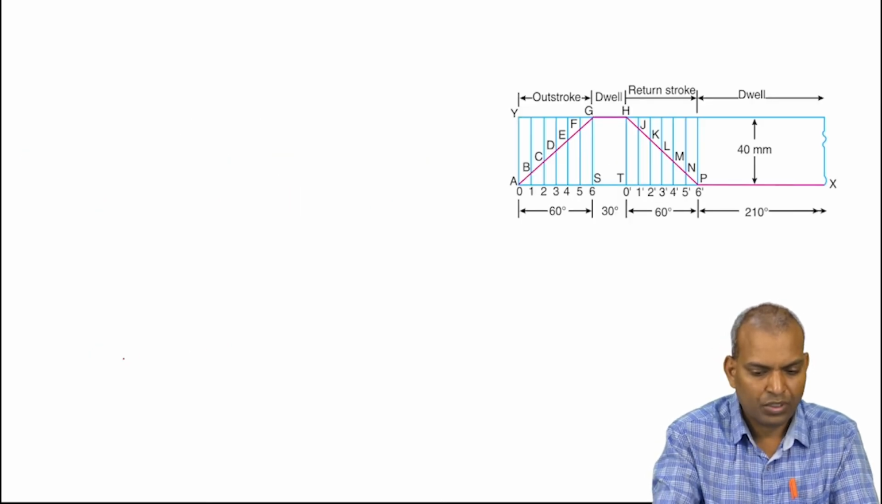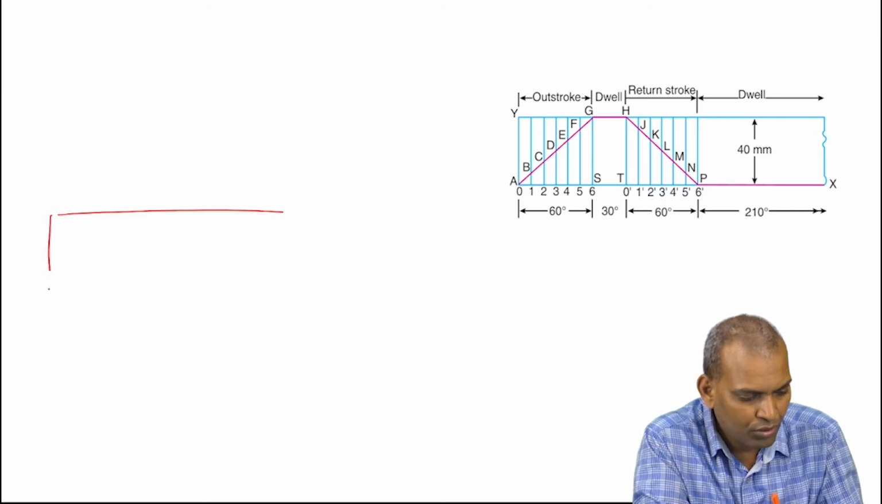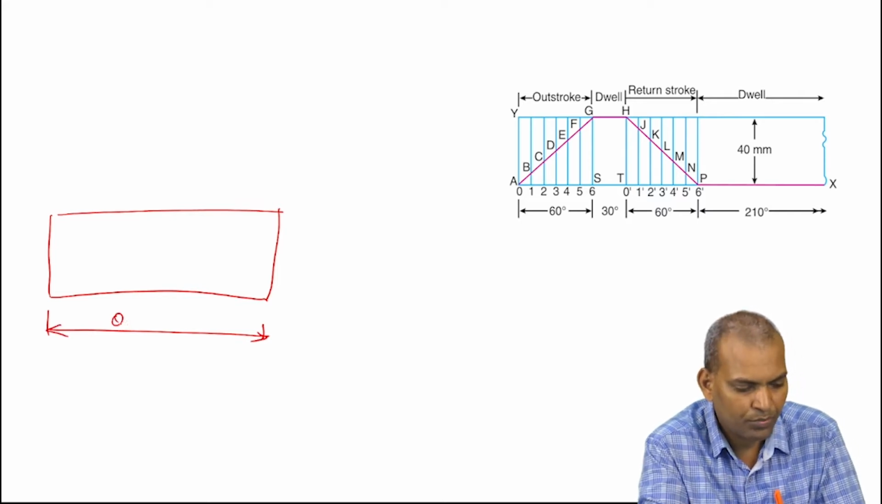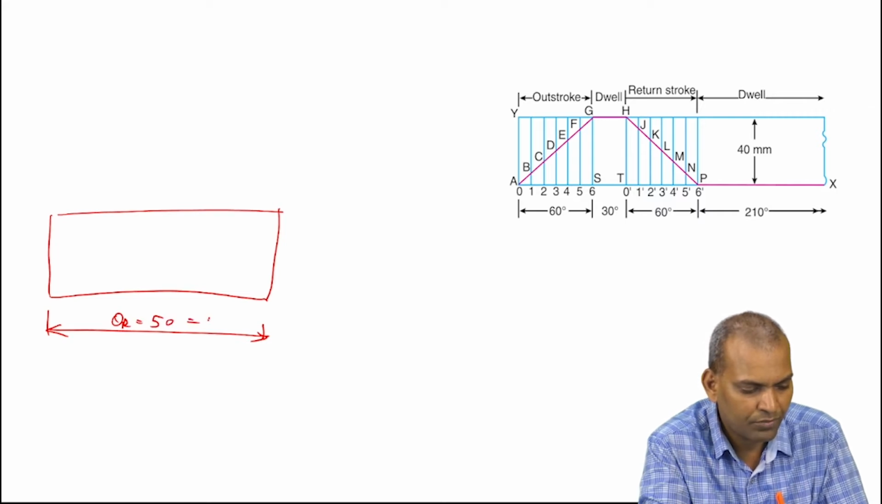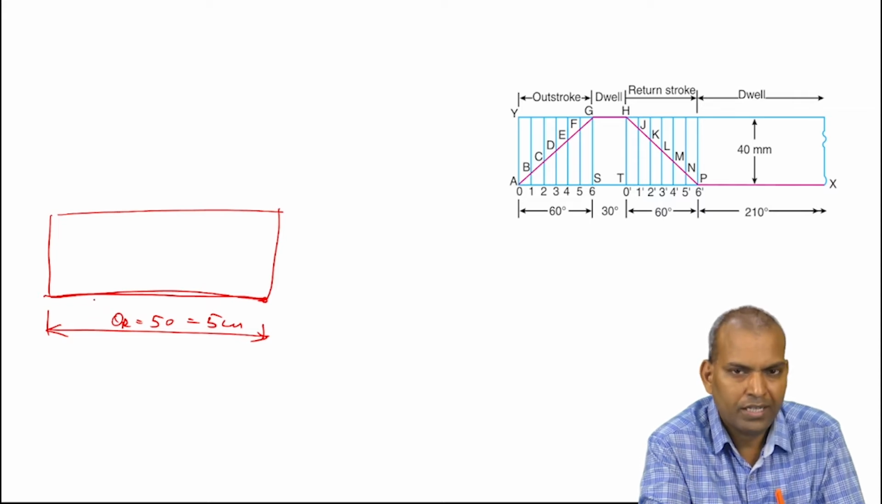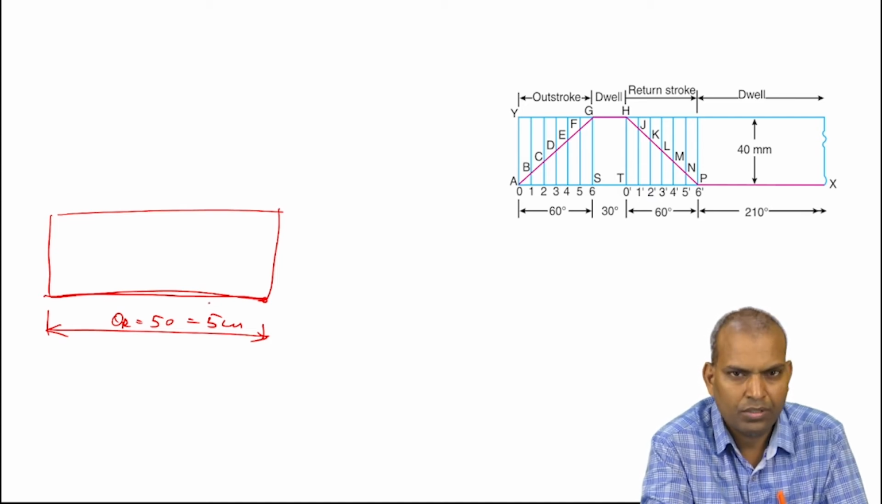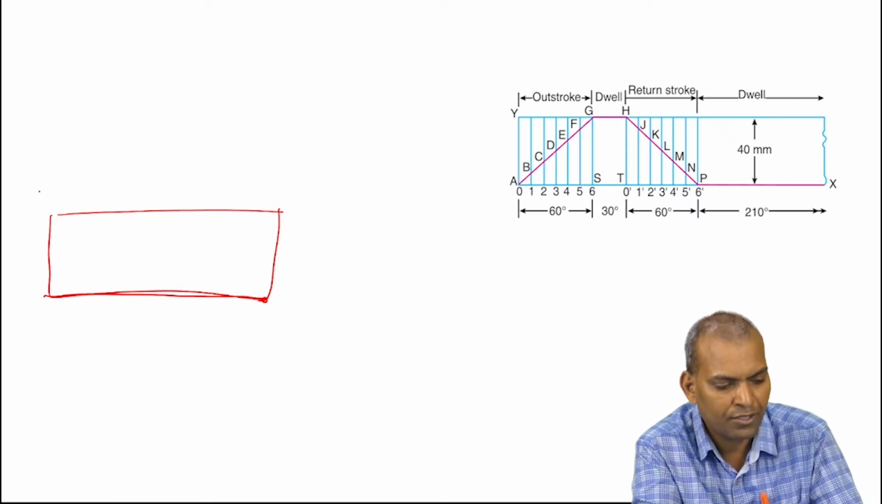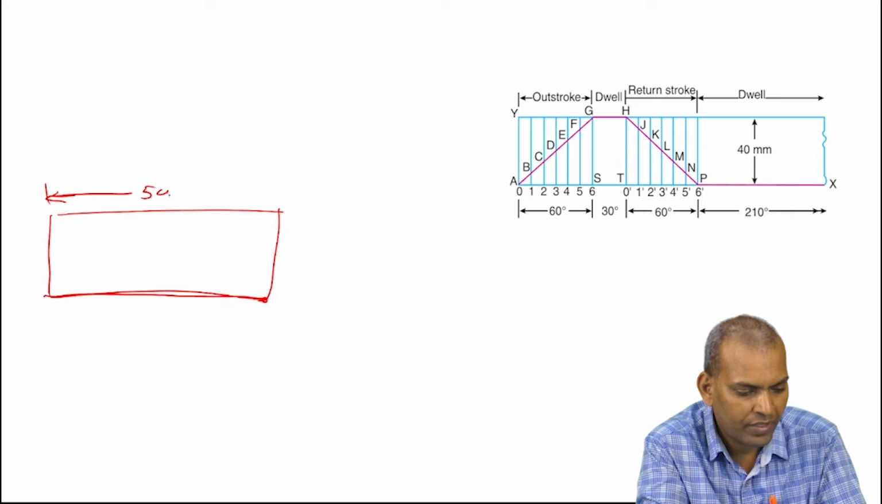Suppose you want to divide 5 centimeters, this is a 5 centimeter line. The return stroke angle, suppose it is 50 degrees, becomes 5 centimeters. So if you want to divide the 5 centimeters into 6 parts with a linear scale, a straight scale, what will happen? You cannot maintain the accuracy. Then what to do? We have to use engineering drawing concepts to divide this 5 centimeter line into 6 equal parts. I am going to explain how to divide.